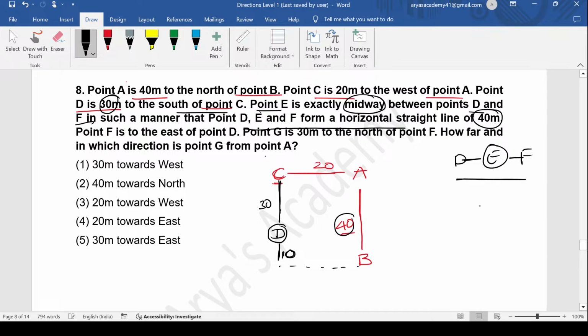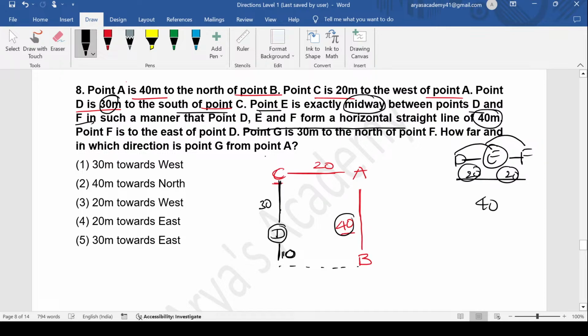Of 40 meters, distance also given 40. If the total distance is 40, this is 20 and this is 20. Between D and E, 20, E and F, 20. But we still have to get some clarity whether D is to the left of F or F is to the left of D. That will be mentioned in the next point.